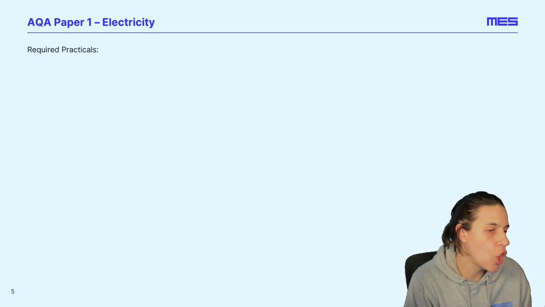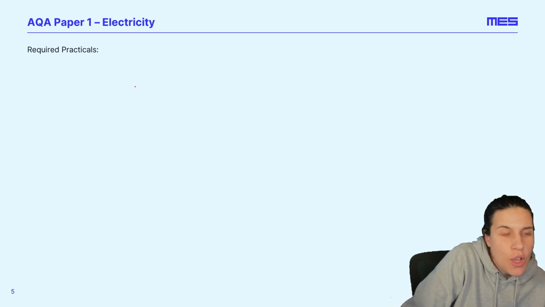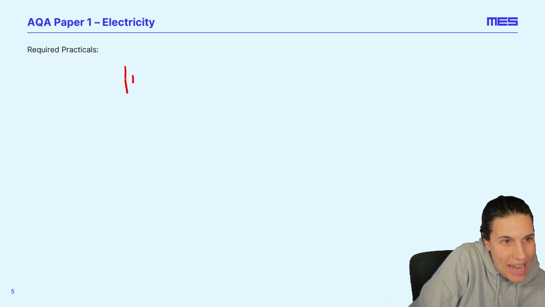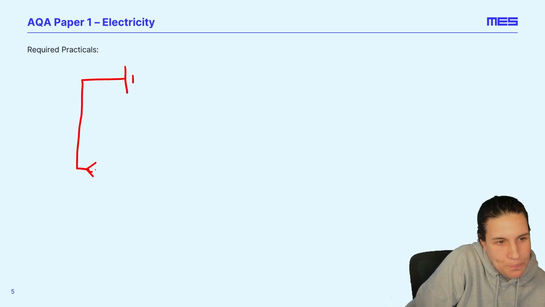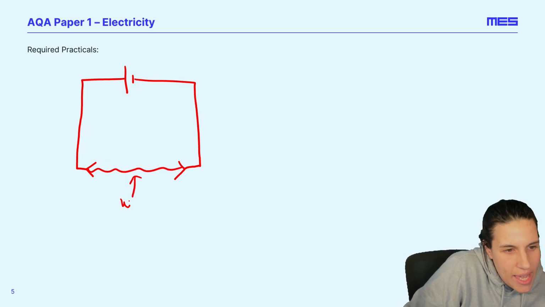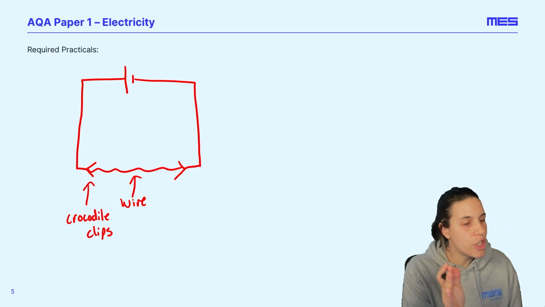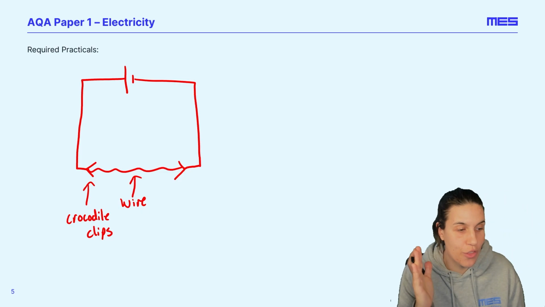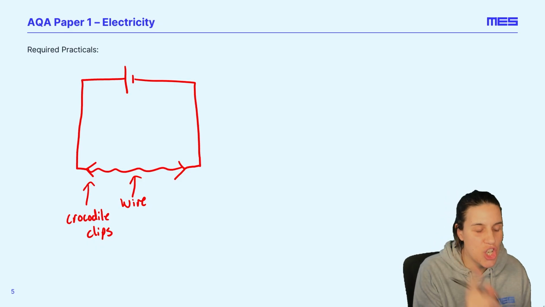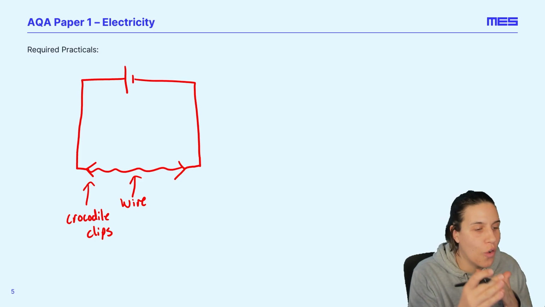Right. So let's talk about our required practicals then, because there are 2 that you need to know for electricity. Your first one is about the resistance of a length of wire. Something like that, okay? So this is your wire here, and you're holding it with some crocodile clips. And what you're going to do is you're going to change the length of the wire, because what that's going to do is it's going to change the resistance. Resistance is the opposition to the flow of charge.